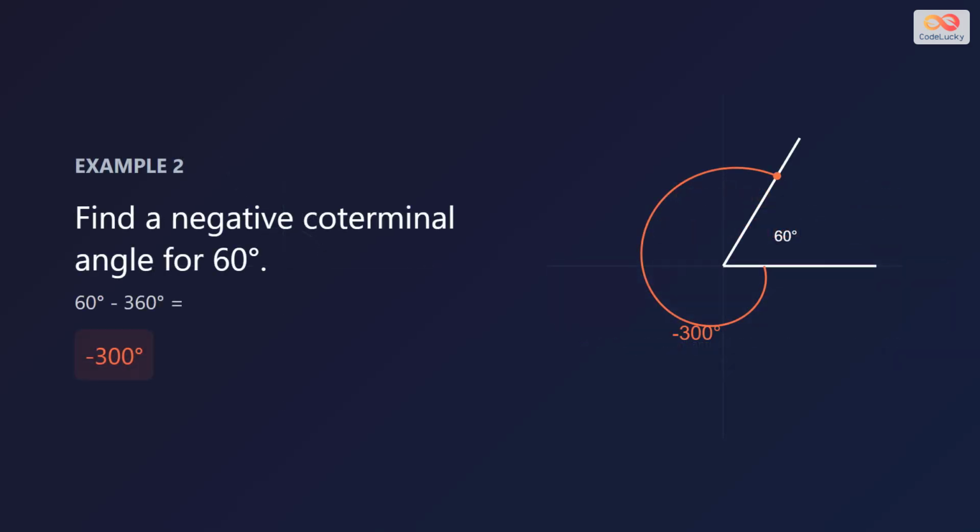Here is an example for the negative case. If we start with 60 degrees, we subtract 360. The result is negative 300 degrees. This means a rotation of 300 degrees in the clockwise direction lands on the same terminal side as 60 degrees.